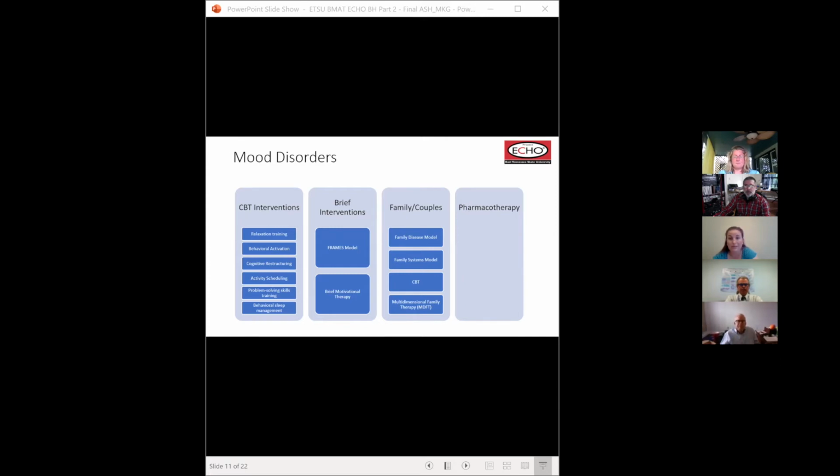So CBT is often the frontline treatment option, but we also have good brief interventions as well as couples and family options that work well. And pharmacotherapy, used alone or in concert with psychotherapy, can have good evidence for some individuals.